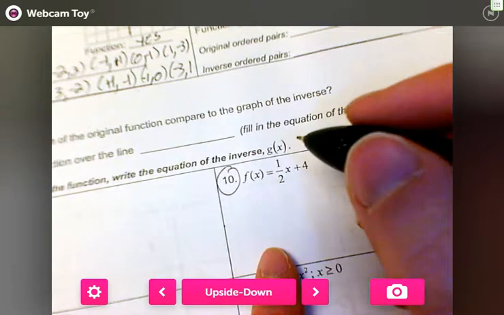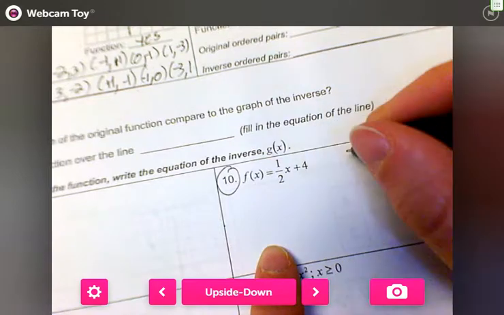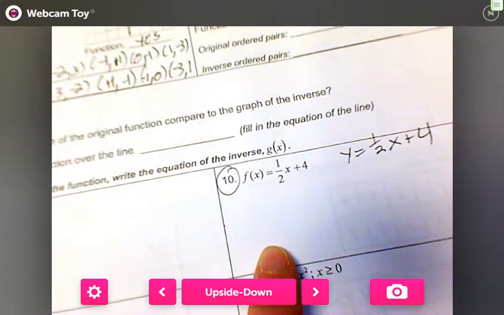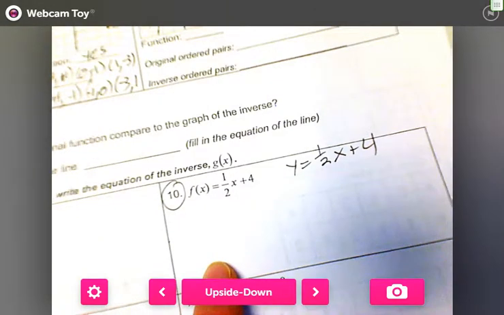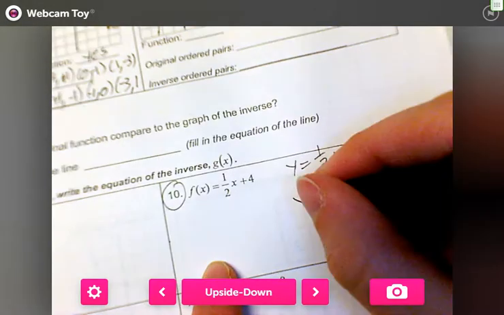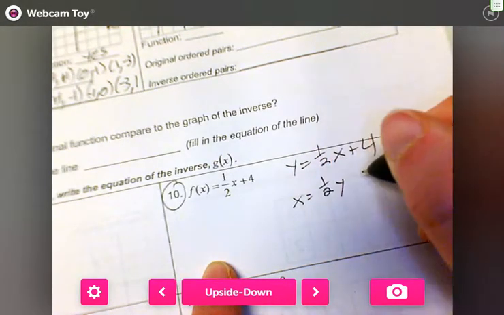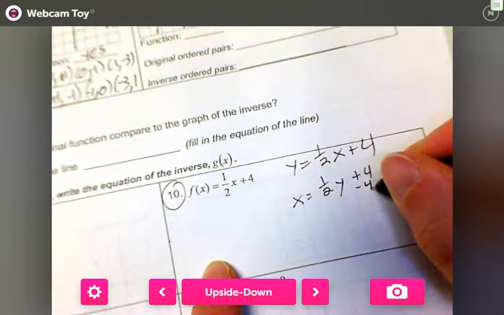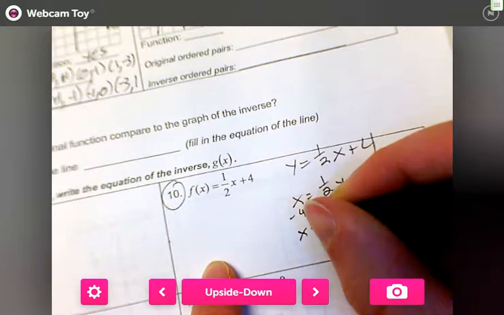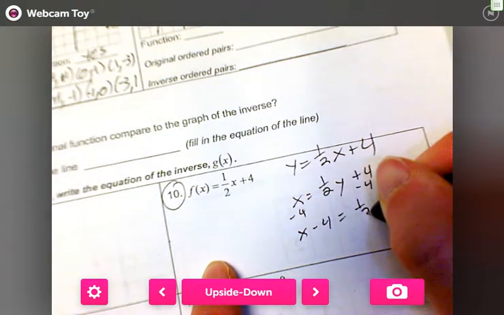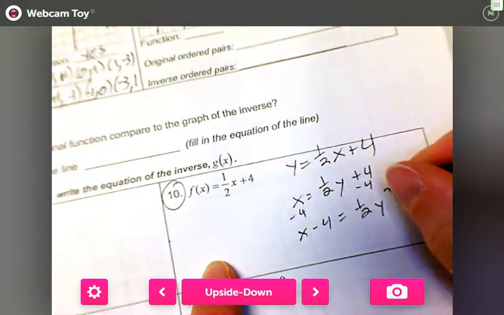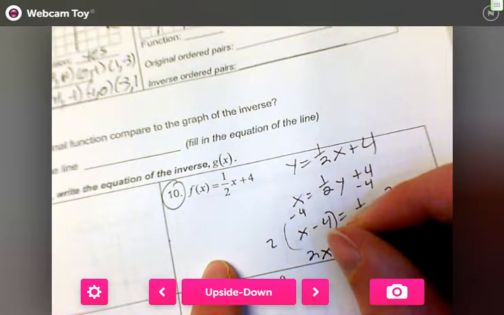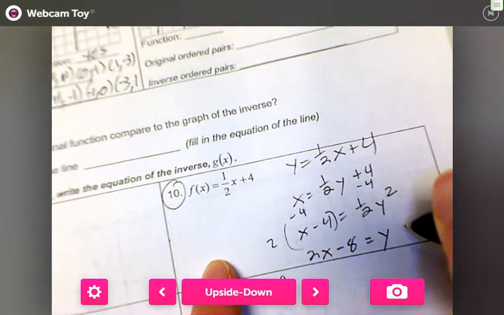The first thing I'm going to do is make it y equals 1/2 x plus 4. And then I'm going to switch x and y. Okay. Now I'm going to subtract 4 from both sides. x minus 4 equals 1/2 y. And now I'm going to multiply both sides by 2. So I get 2x minus 8 equals y. That's it.